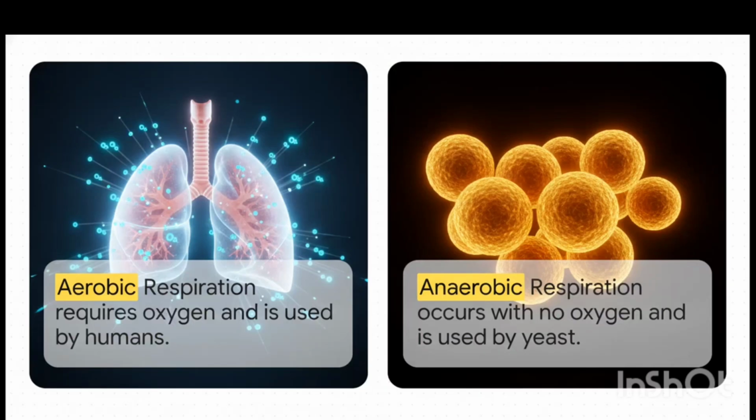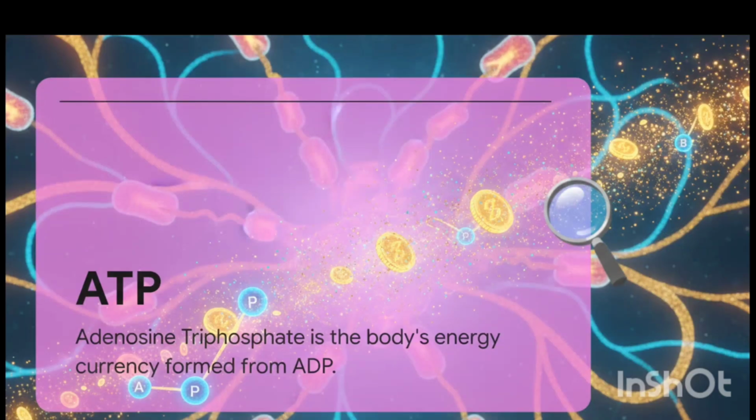What's really fascinating here is the stark contrast in how life survives depending on whether oxygen is actually around. On one side, we have aerobic respiration. This requires oxygen, and it's the highly efficient process humans use to oxidize our food. But on the flip side, if there is absolutely zero oxygen present, organisms like yeast use anaerobic respiration just to scrape by. And this brings us to the whole point of respiration, creating ATP, or adenosine triphosphate.